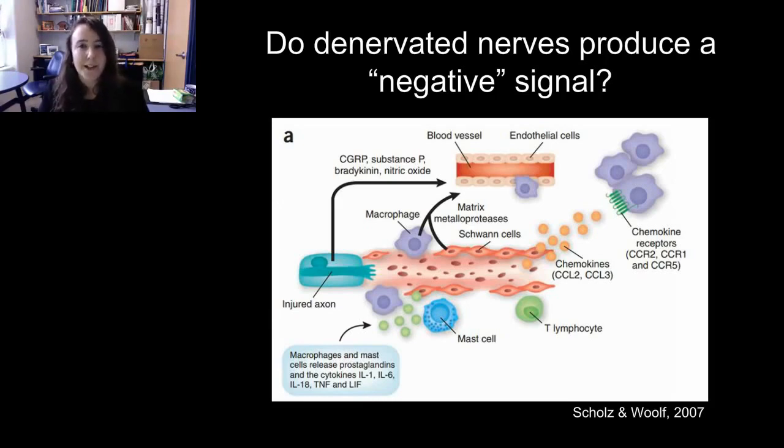And that led us to ask, what happens when we denervate? Are we causing a sort of inflammatory environment that's going to block regeneration? Now, how much of this contributes to this phenomenon of nerve dependence? And so we had to look at this from a slightly different angle.